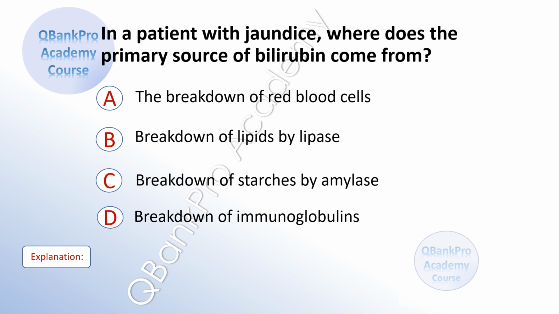In a patient with jaundice, where does the primary source of bilirubin come from? A. The breakdown of red blood cells. B. Breakdown of lipids by lipase. C. Breakdown of starches by amylase. D. Breakdown of immunoglobulins.